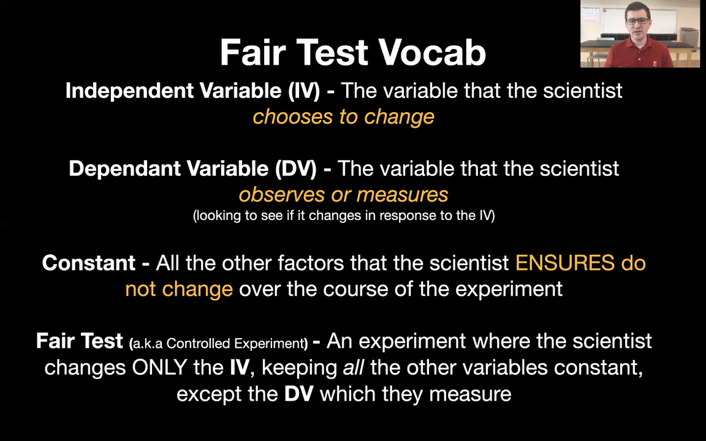Putting all those together, there's an idea about whether a test is a fair test or not a fair test. This is also called a controlled experiment or a valid experiment. But the idea of a fair test is it's one where the scientist chooses one independent variable and they keep everything else, all the other variables, constant for the whole experiment, except for that dependent variable, which is the one that they are measuring. And that's what makes a fair test. And fair tests are important because fair tests allow scientists to make accurate conclusions based on the experiments that they've run.